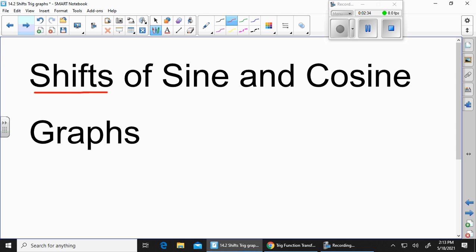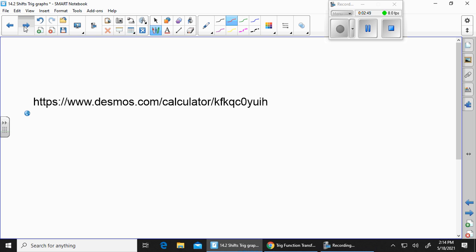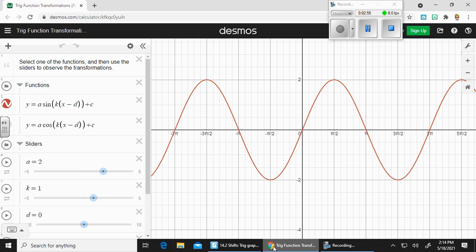So yesterday we talked about A and B: A being multiplied in front, B being multiplied by the x or the theta. Now we're going to add C and D. If I show you what happens when I look at a graph like this, I don't know if this will video or not, but if you look at these functions, I've got A, B, C, D. What's going to happen is when I change these numbers, they're going to move.